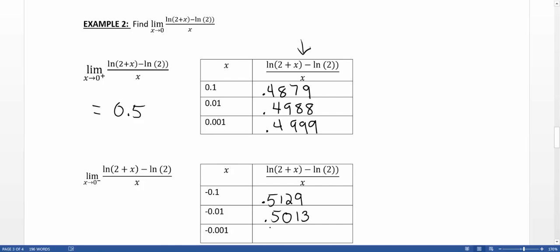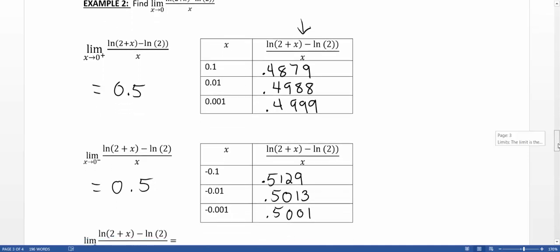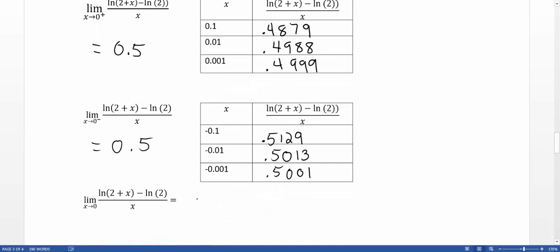And when I plug in negative 0.001, I get 0.5001. So again, looking at these values, I see that the decimals and zeros are going out further and further, and I feel fairly confident that this limit is also approaching 0.5. So since my limit from the left is the same as my limit from the right, that means that the limit itself exists and that limit is 0.5.